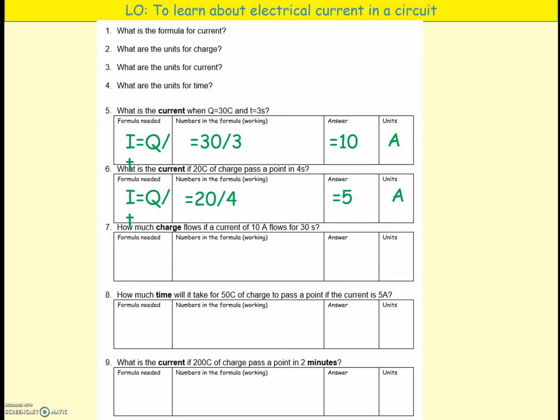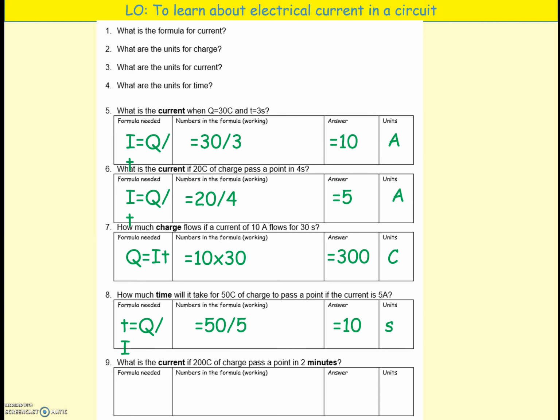Next one, we're calculating the charge. So Q is equal to I times T. And then we've got our numbers now, which would be 10 times 30, and that's going to give us 300 C. How much time will it take for 50 C of charge to pass a point if the current is 5 A? So in the next equation, we're looking for time. So time is Q divided by I, and that would be 50 divided by 5. That would be 10, and that would be in seconds.